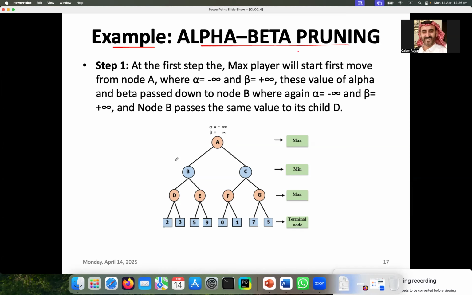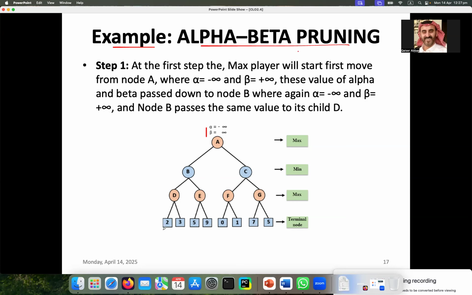For example, this tree will be given to you with the starting alpha and beta values, which are minus infinity and plus infinity. When it is not mentioned, it is plus infinity. A, B, C, D, E, F, and these are the terminal values. And here, this is the max player, this is the min player, this is the max. And you know what the function of the max is and what the function of the min is. Min will take minimum, max will take maximum.